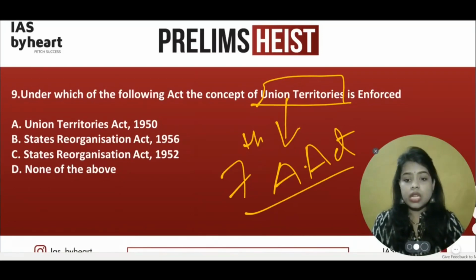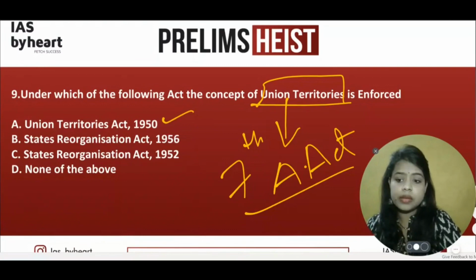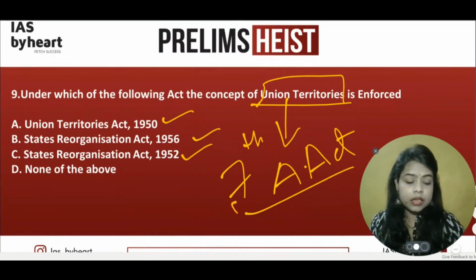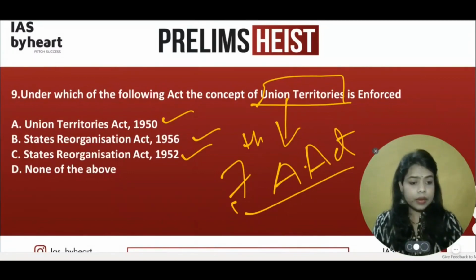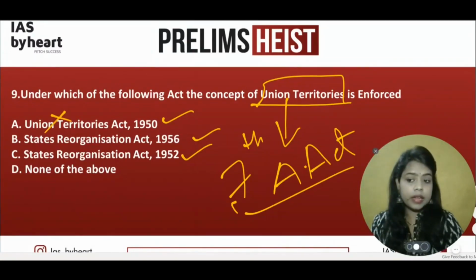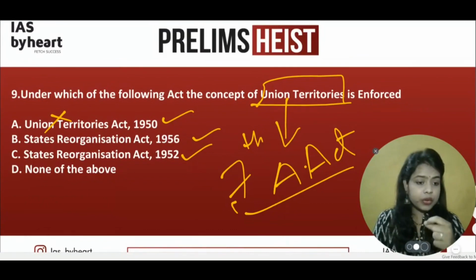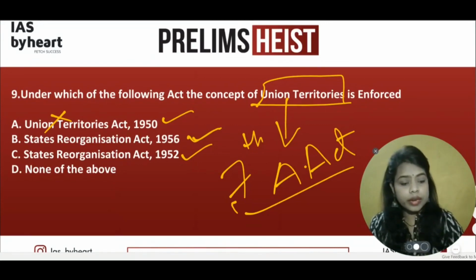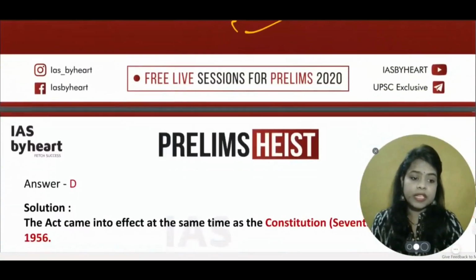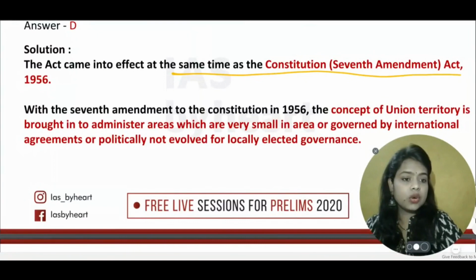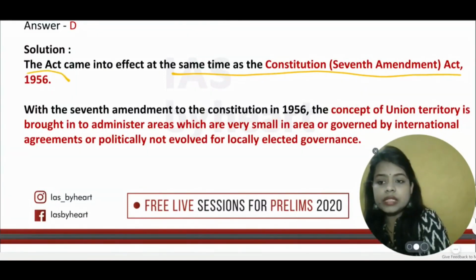That was the question. Now, as you can see, the options are: Union Territories Act 1950, States Reorganization Act 1956, States Reorganization Act 1952. If you know what the 7th Amendment Act gave rise to, then it will be clear. There is nothing called the Union Territories Act; it is the SRA Act only. The confusion is between 1956 and 1952. It is 1956. You have to know about it because there is a lot of discussion going on about union territories, and this act has given rise to specific features of union territories also. The act came into effect along with the 7th Constitutional Amendment Act in 1956.